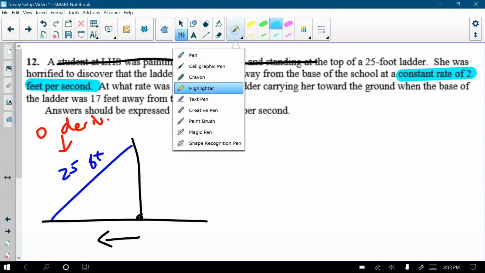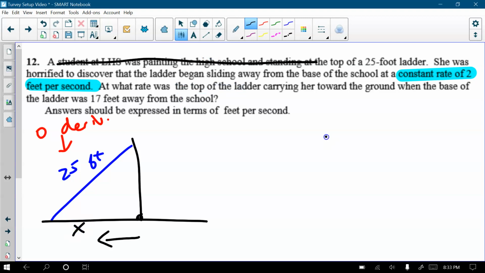Now, if we call this value x, then dx/dt is 2. Positive or negative? Let's see here. How do I know that? Okay, positive derivative is when something is increasing. Negative derivative is when something is decreasing. My distance, the base is moving away from the wall. That means I'm going to have a positive 2 feet.